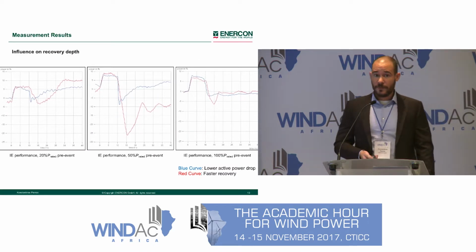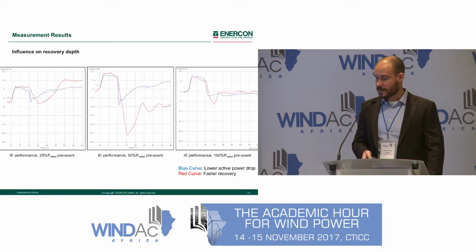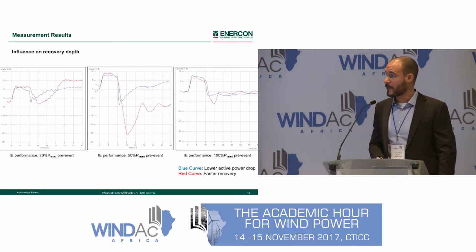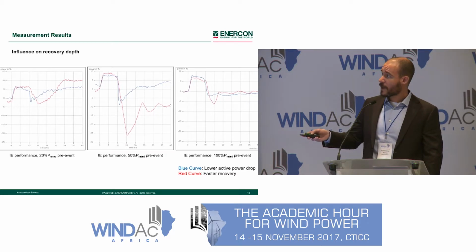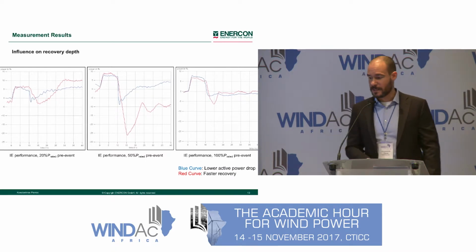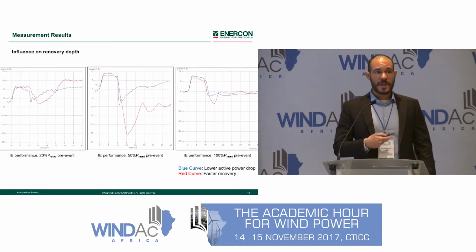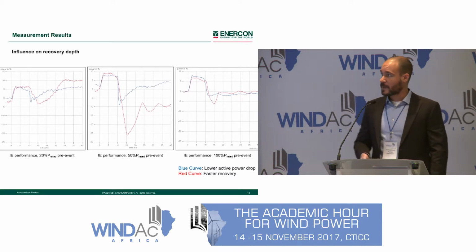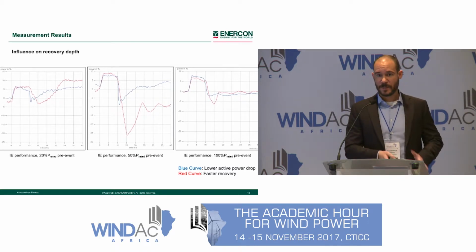To account for the influence of the operating point on the inertial emulation performance, three graphs are shown here: one at 20, one at 50, and one at 100% of the rated capacity of the machine prior to the event, in order as well to demonstrate the flexibility in parameterization of the inertial emulation feature. Two different sets of characteristics are presented.